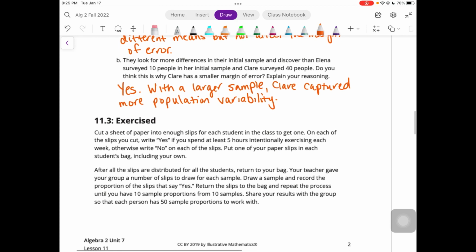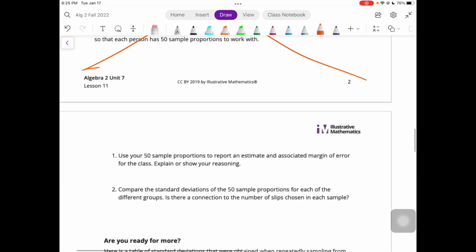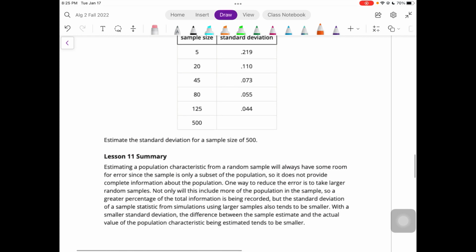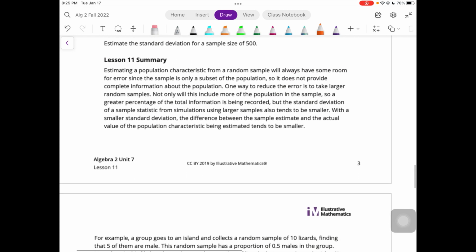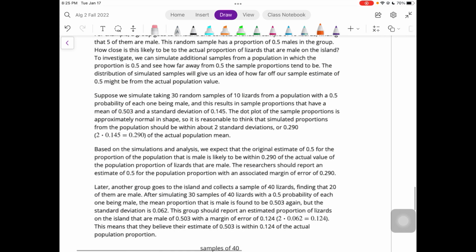All right, we are not going to do 11.3. And then you can take a look at the summary if you want to learn a little bit more or recap the lesson.